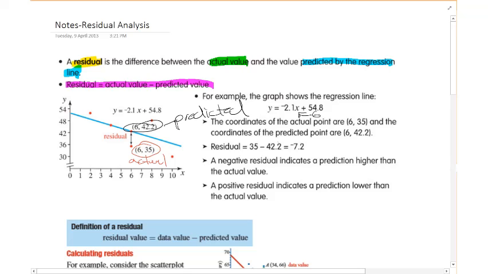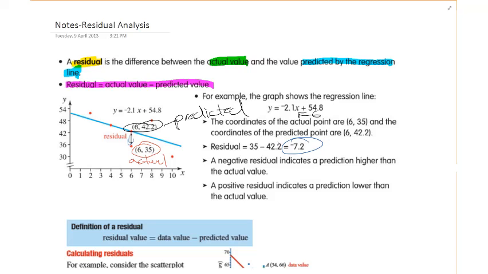Okay, so residuals look at where your predicted value is relative to the actual, and it looks above and below that line. In this case, the residual is going to be negative 7.2 because you can see the actual point is below the line. Below the line, it's going to give you a negative number. Above the line, it's going to give you a positive number. So you need to know how to actually calculate that residual.